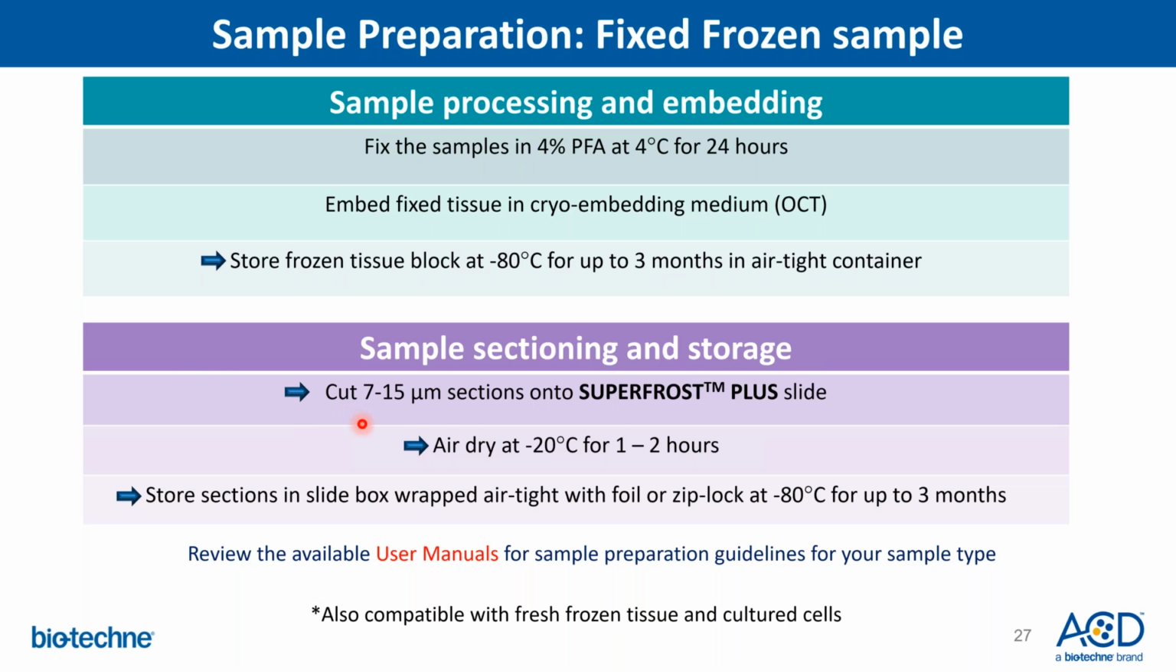For sectioning fixed frozen, we recommend a section thickness of 7 to 15 micron onto Superfrost Plus slides. Please ensure that you air dry the slides at -20 for 1 to 2 hours before you move them to -80, where they can be stored in an airtight container for up to 3 months.